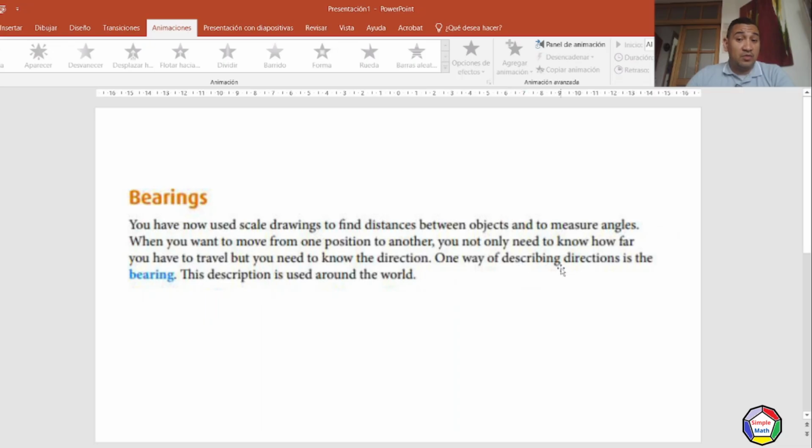One way of describing directions is the bearing. The description is used around the world. Especially in the IGCSE test, you will find this topic and you will be asked to solve some questions related to it, okay? So let's speak a little bit about bearings. What does a bearing look like?